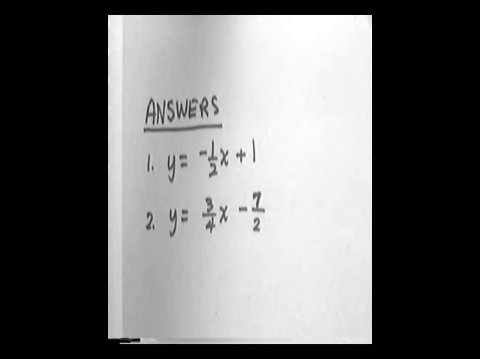Your answers should be y equals negative 1/2 x plus 1. And for number 2, y equals 3/4 x subtract 7/2. If you missed either of these problems and cannot find your error, be sure to mark them on your notes so you'll know to ask about these when you go to the lab.